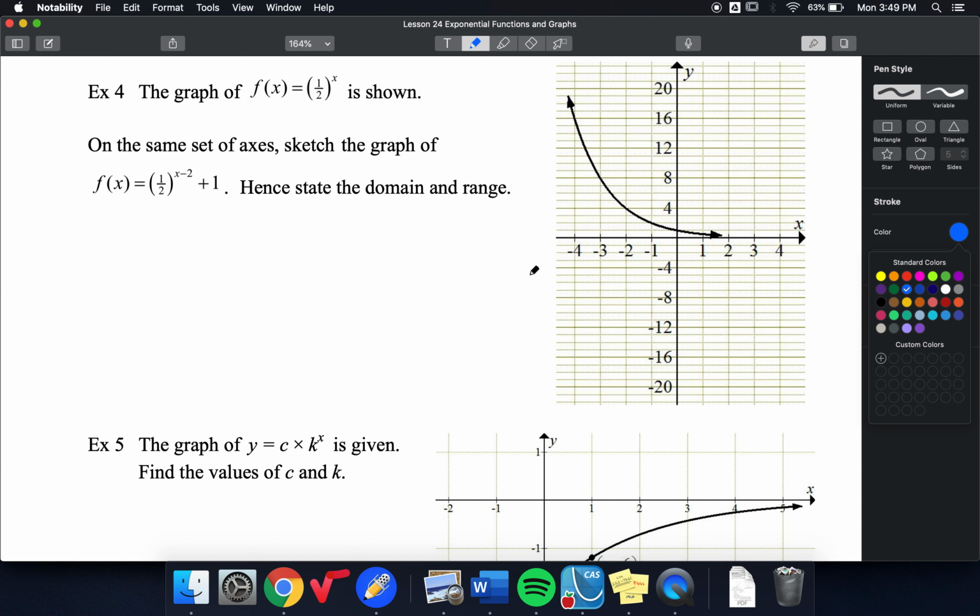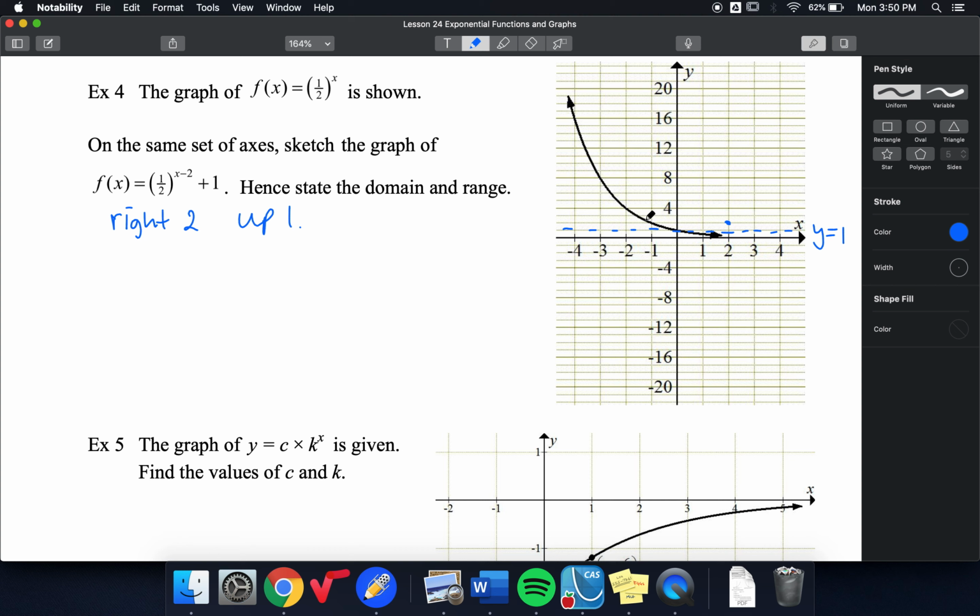All right, we're going to continue looking at transformations. So now we've got (1/2)^x graphed. We're going to move to the right 2. We're going to move up 1. So up 1 is what I'm going to sketch first. I'm going to move my asymptote up to y equals 1. And then I'm going to take this point and go up 1 and to the right 2.